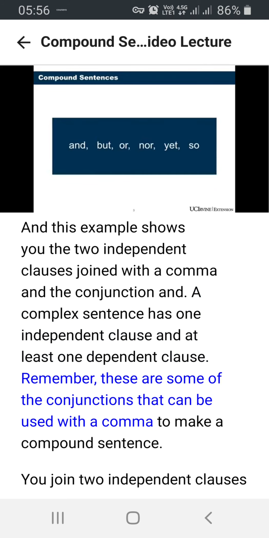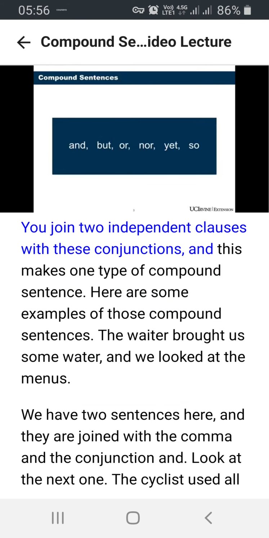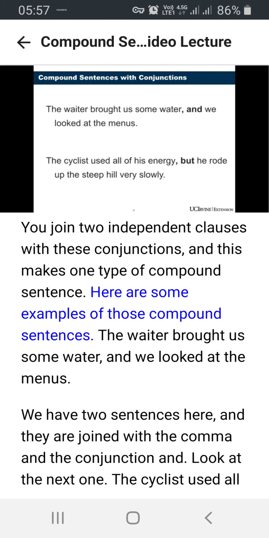Remember, these are some of the conjunctions that can be used with a comma to make a compound sentence. You join two independent clauses with these conjunctions. And this makes one type of compound sentence. Here are some examples of those compound sentences.